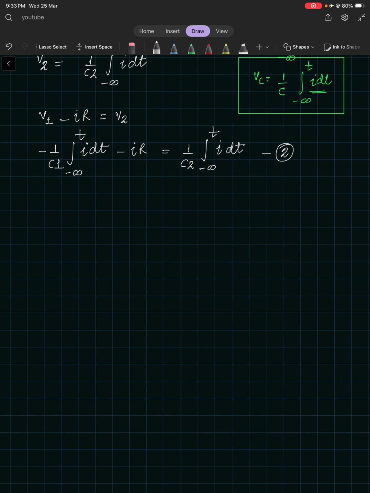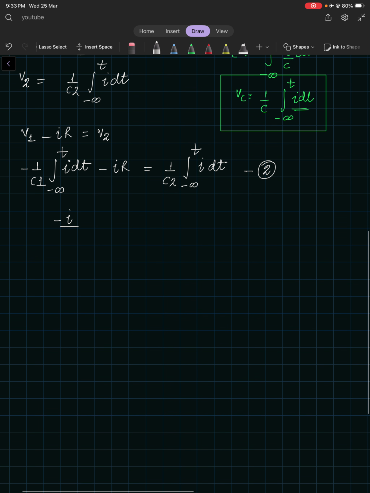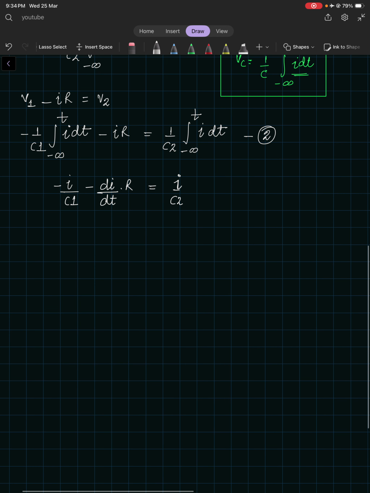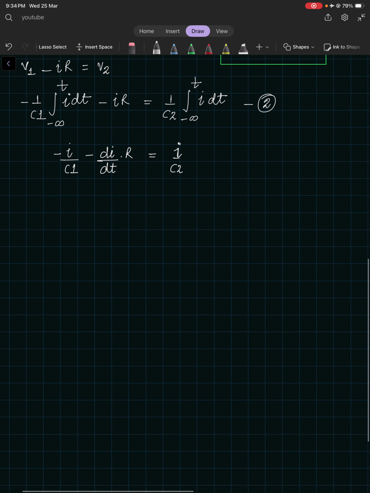Okay, so what will be this one? If you differentiate, this will become minus I by C1, minus di by dt. I'm differentiating with respect to time t, right? This is R, is equal to 1 by C2, this again is I. Now it has become a first order differential equation. Let me arrange all the terms to one side.